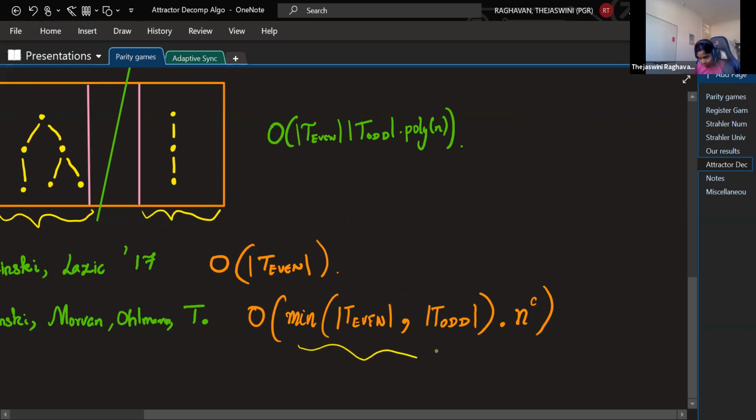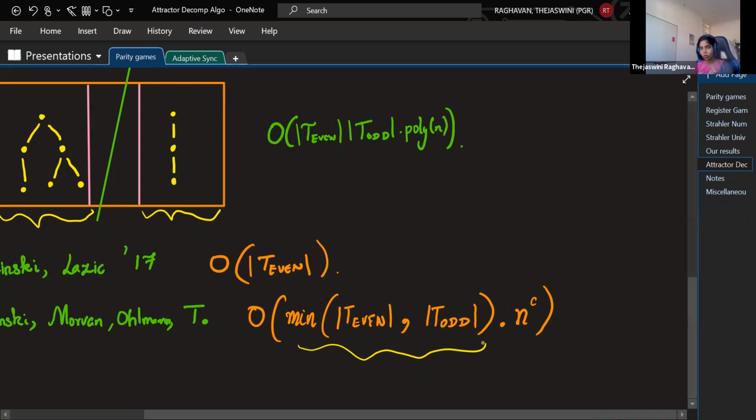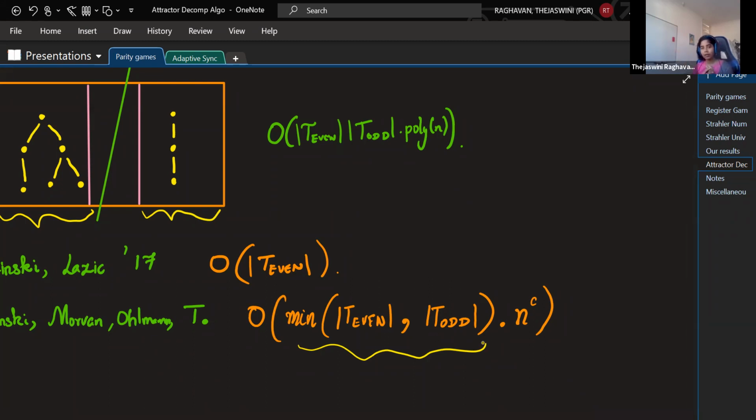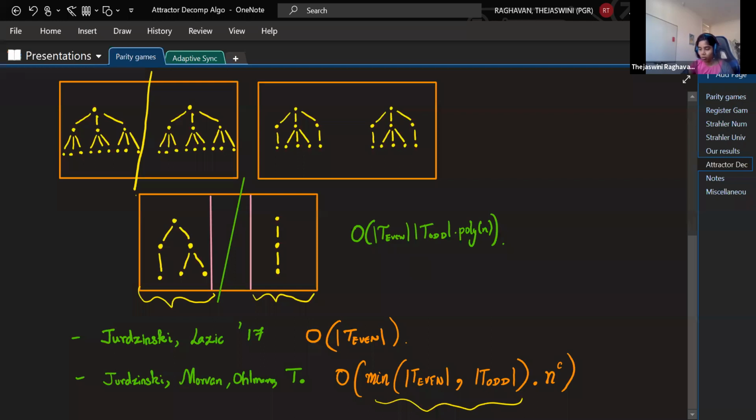And this minimum is quite a decent breakthrough because it does compute attractors. So we haven't really done the real work of implementing it yet, but we hope that by computing attractors, it will run faster in practice, as did McNaughton-Zielonka. And since it has this minimum factor, you have theoretical guarantees that it will run faster than these attractor-based algorithms, which have a quadratic time. So this is the work that I have done with my co-authors so far.